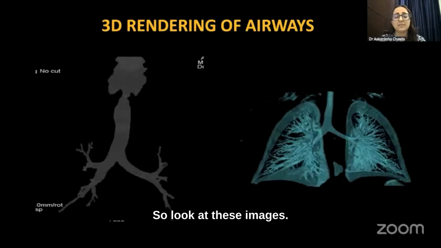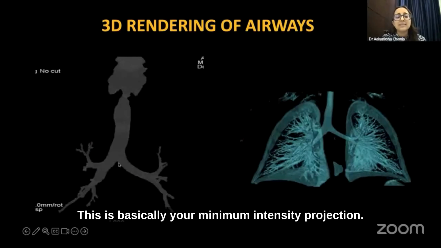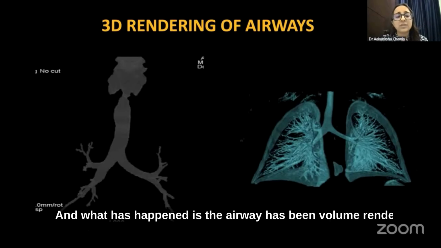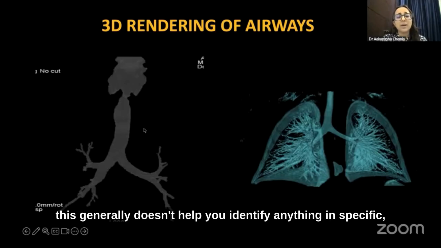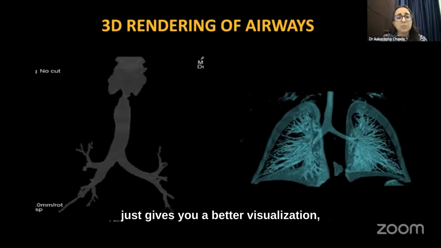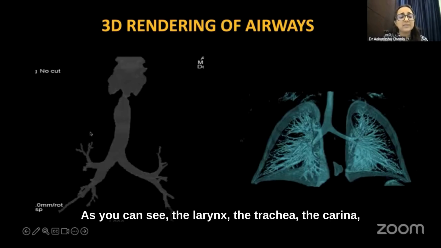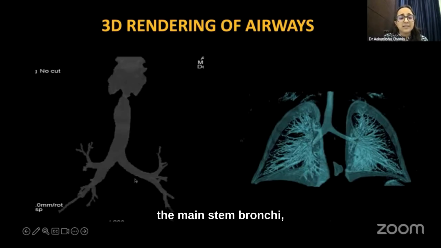So look at these images. This is basically a minimum intensity projection. And what has happened is the airway has been volume rendered and the airway has been made prominent. Now, when you look at this airway, this generally doesn't help you identify anything in specific, it just gives you a better visualization, better depiction of your airway. As you can see, the larynx, the trachea, the carina, the mainstem bronchi, and the further segments as well.